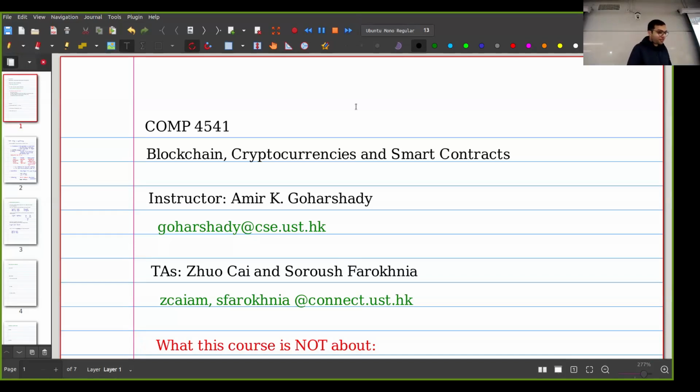This is Comp 4541. We have a new course code. Last year it was 4901W. This is blockchain, cryptocurrencies, and smart contracts.